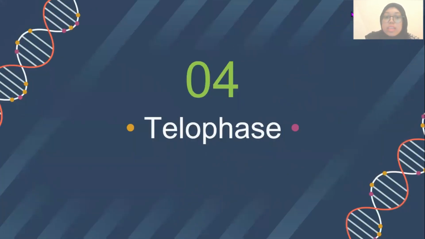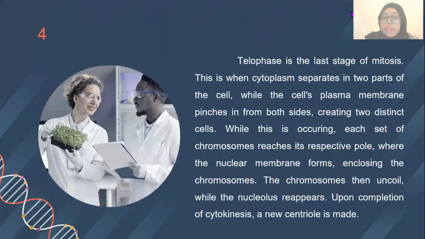Next, the last, telophase. Telophase is the last stage of mitosis. This is when the cytoplasm separates into two parts of the cell, while the cell's plasma membrane pinches in from both sides, creating two distinct cells. While this is occurring, each set of chromosomes reaches its respective pole, where the nuclear membrane forms, enclosing the chromosomes. The chromosomes then uncoil, while the nucleolus reappears. Upon completion of cytokinesis, a new centriole is made.